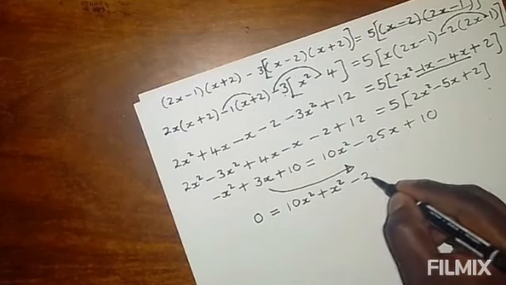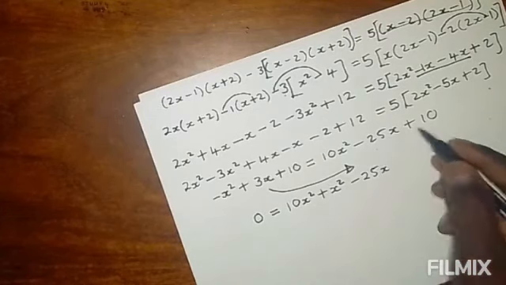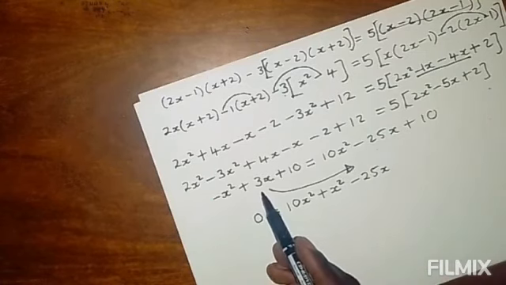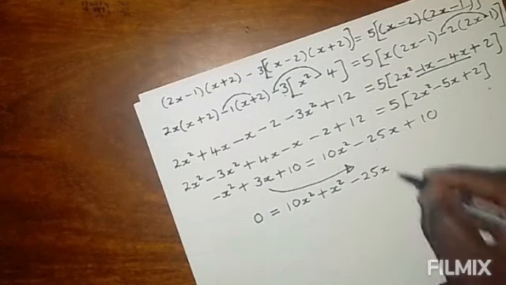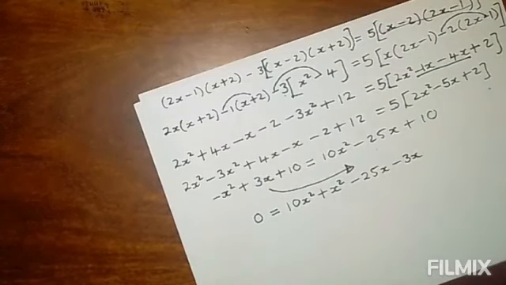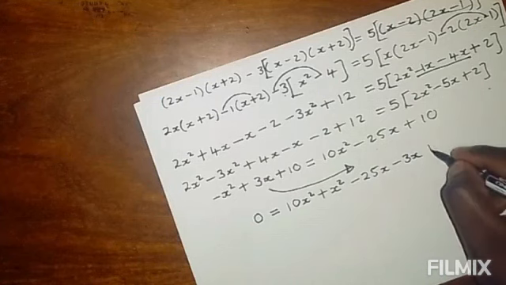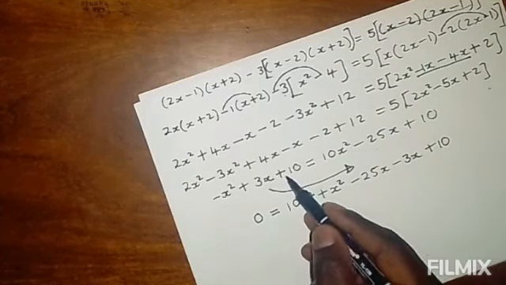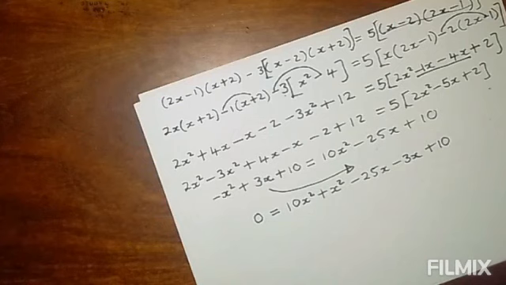Then I'm going to write minus 25x on my right side as it is. But minus 25x is a like term with 3x. But as 3x crosses over the equal sign, it is going to change from plus 3x to negative 3x. I hope you are listening. Then I'm going to write 10 on my right side, which is the like term with the 10 on my left side. But the 10 on the left side, as it crosses over the equal sign, becomes minus 10. I hope you are following, class.